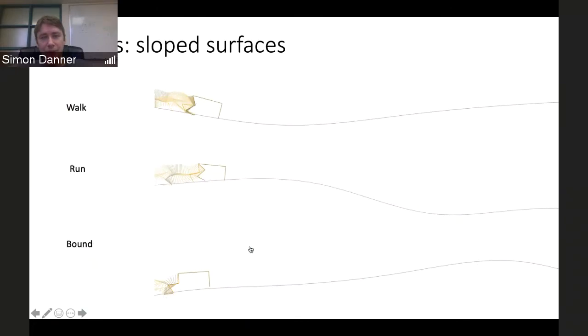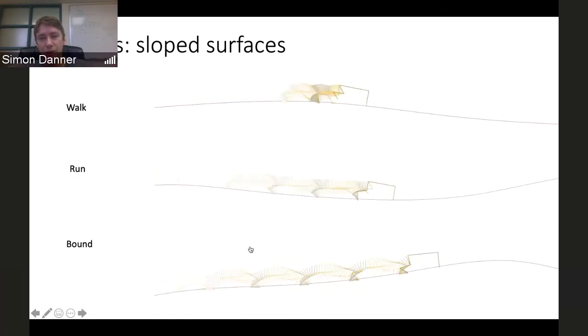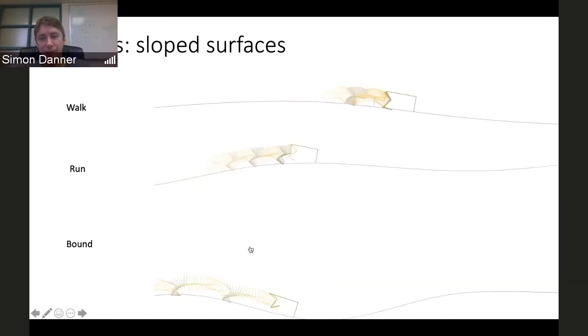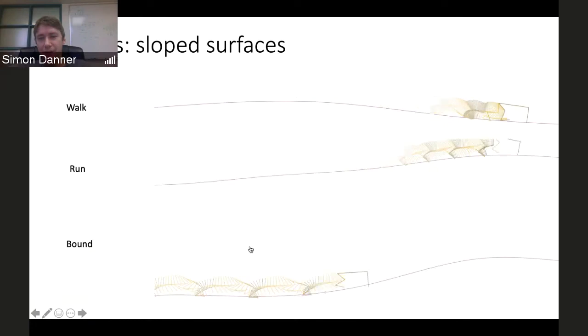We trained it on changing surfaces, so the model can adapt without any changes in the parameters to changes in slope. The slopes in the simulations are just randomized with a Bézier curve, and it can do this for the different gait types, like walk, run, and hop, and simply adapt to the different slopes.